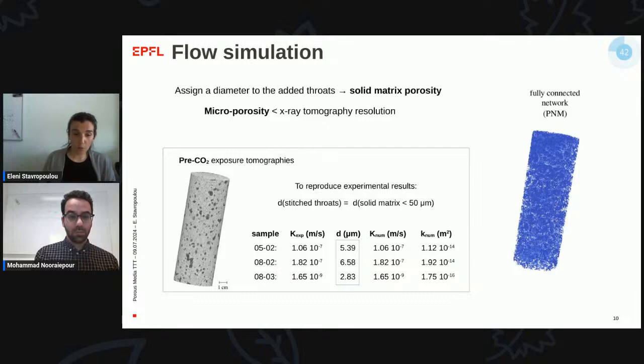In order to reproduce our experimental results in these 3 cores where we saw real change in the flow properties, we managed to reproduce them numerically by fitting a micropore diameter of an average of 4 or 5, let's say, microns. So well below, 10 times lower than our X-ray resolution. Okay, that makes sense. It's a hypothesis, of course. But basically, with this approach, we simulate our material with a double scale porosity, a macro and a micro.